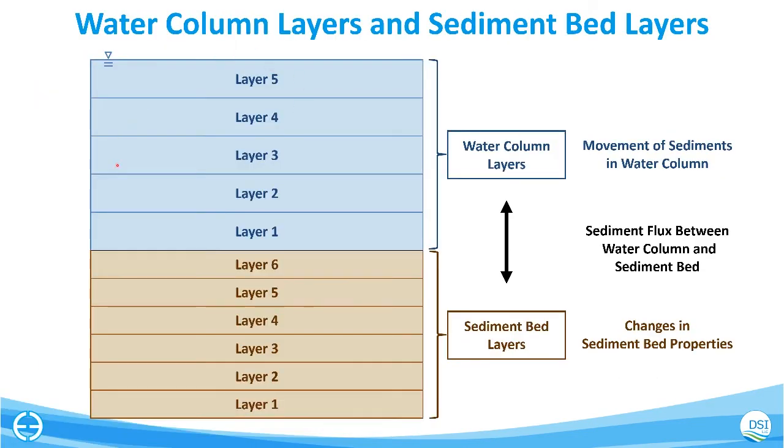The model contains different types of layers for the water column and the sediment bed. In water column layers, movements of sediments in the water column are simulated, and sediment bed layers are used to simulate the changes in sediment bed properties. As you can see here, the layer order is from bottom to top. Layer order number is assigned from bottom to top for sediment bed layers, and also in the water column layers, bottom to top numbering.